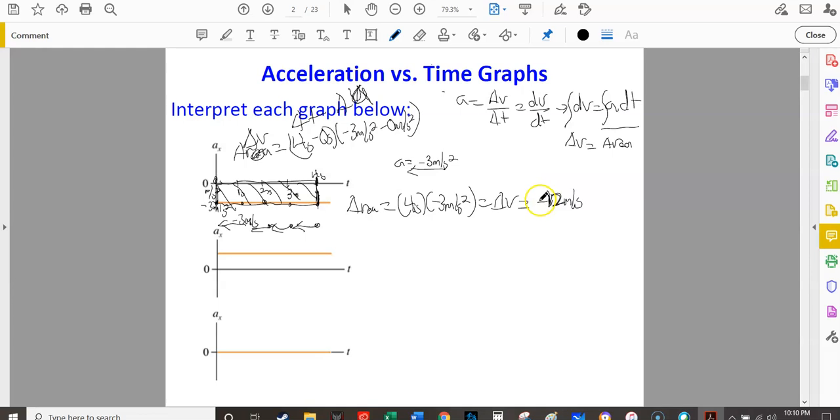Okay? And so these acceleration versus time graphs are very powerful because you could use them to actually just see what the overall change in velocity is. And if you knew that initial velocity, you could just go ahead and figure out its final velocity really quickly. You would just add or subtract whatever this delta v is to that initial velocity. Okay?